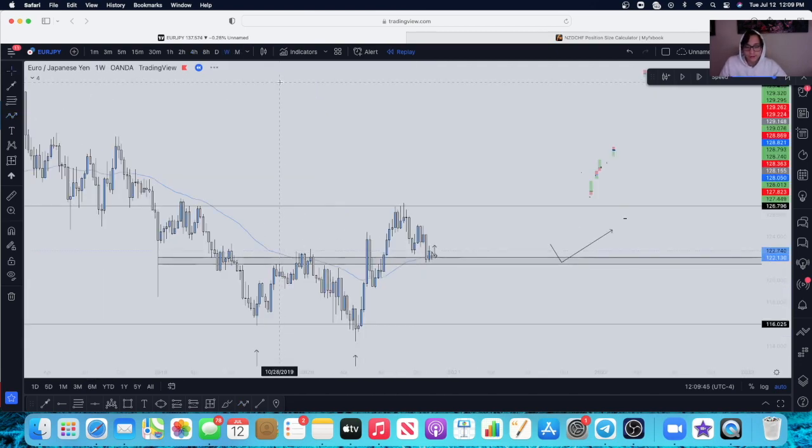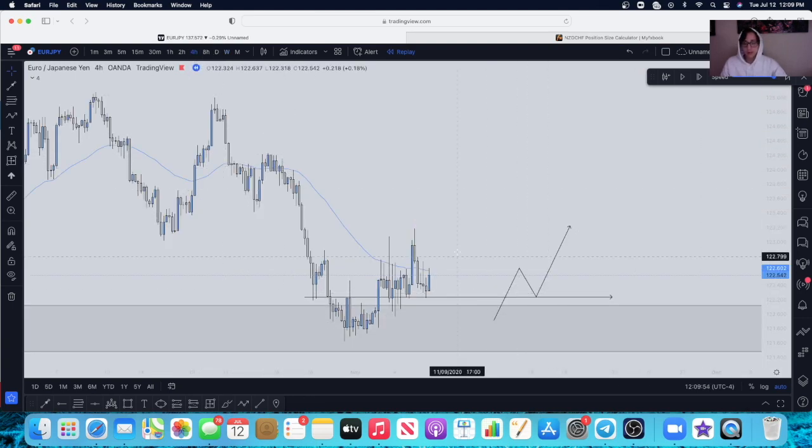Go down to the weekly time frame. The weekly is retesting this area, resistance being used as support. Very simple. Now we go back to the 4-hour time frame, where the 4-hour has a bullish engulfing above resistance being used as support. So that right there is actually my entry.